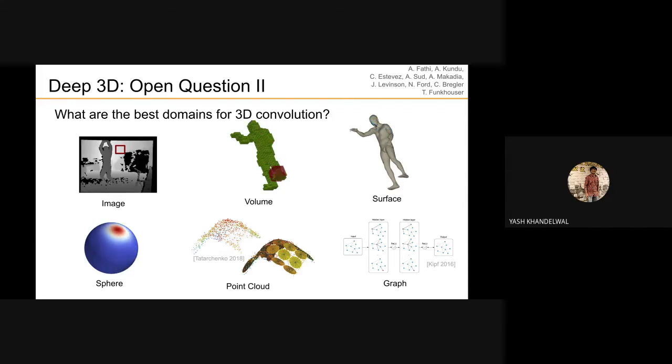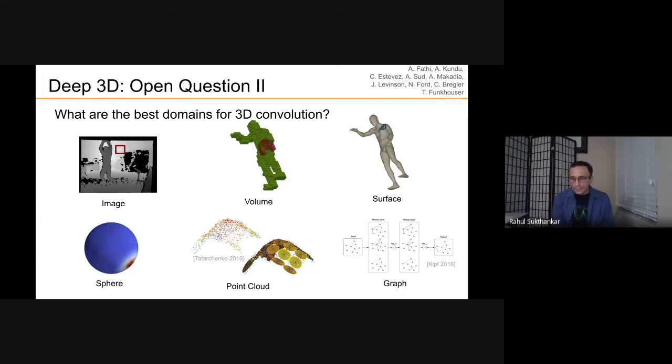Self-supervised learning is a very active area of work, and different people come at it from different angles.